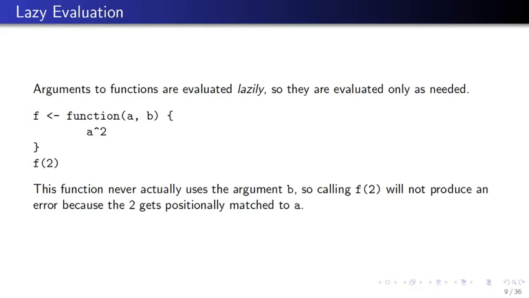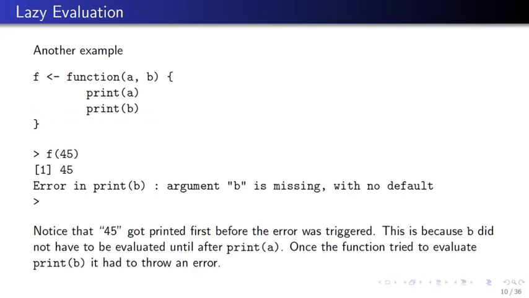Now you might say that the function f is kind of poorly defined, so why would you have an argument that's never actually evaluated? That's a reasonable objection. But in this case, the function will operate correctly because the value of 2 is positionally matched to the argument a, which is then squared.